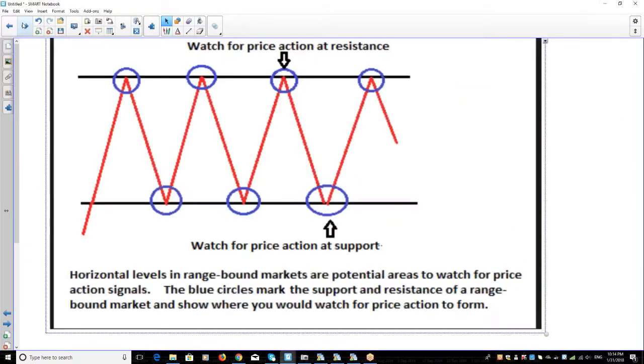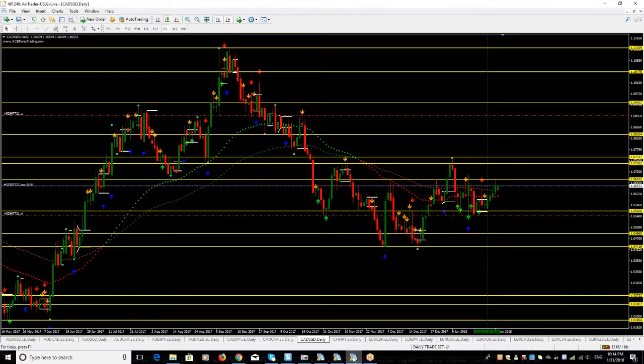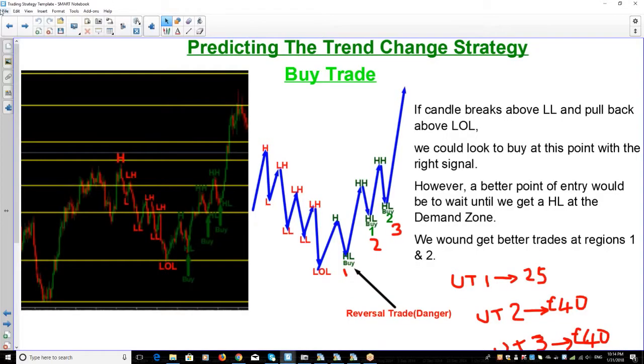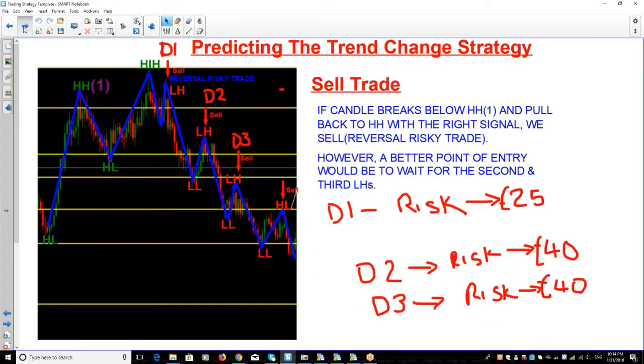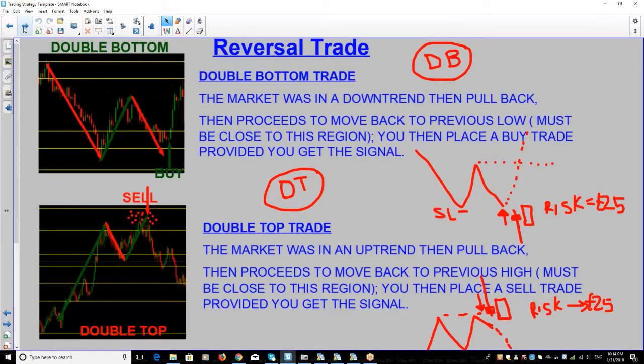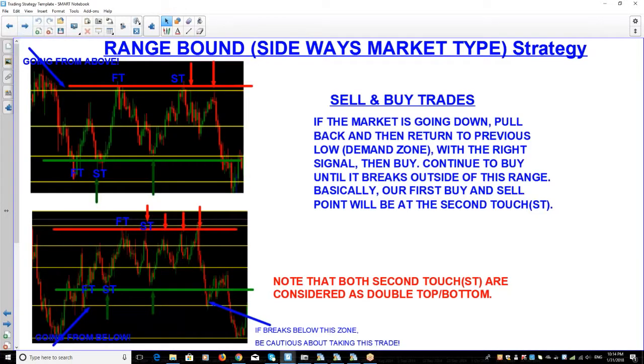We could then look and say, where are we going to buy? Okay, so let's look at where we're going to buy on these then. Okay, right, so let's go for a range bound market now. And this is the market going down from above, right? Okay, so let's look at sell and buy trades.